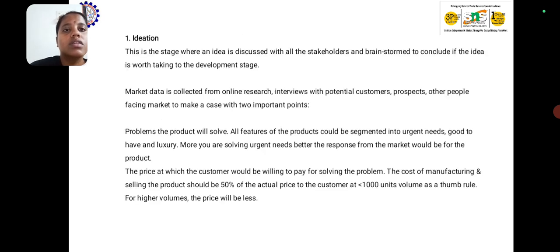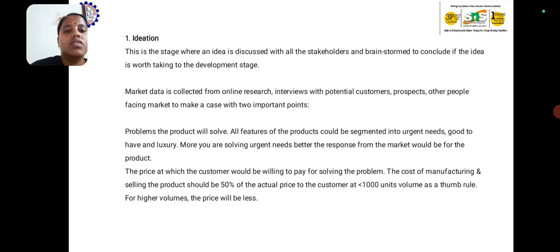The first thing is ideation. In this stage, an idea is discussed with all the stakeholders and brainstormers to conclude if the idea is worth taking to the development stage. Market data is collected from online research, interviews with potential customers, and prototypes shown to people in marketing, to make a case with two important points. The problem that the product will solve: all features of the product could be segmented into urgent need, good to have, and luxury. The more you are solving urgent needs, the better the response from the market could be for the product.